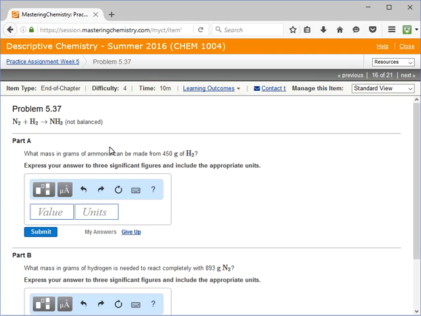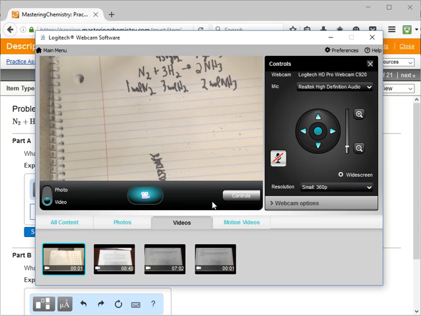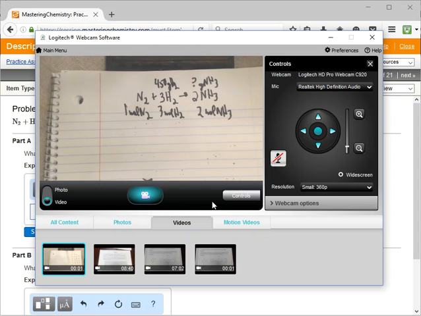Okay. Now, if I go back and look at my problem again, it says, I want to know what mass in grams of ammonia. So I want to know about this. How many grams of ammonia can I make from 450 grams of hydrogen? Okay, and that's the question. So it looks like that.